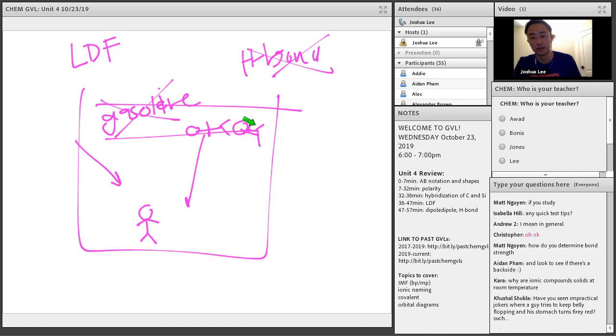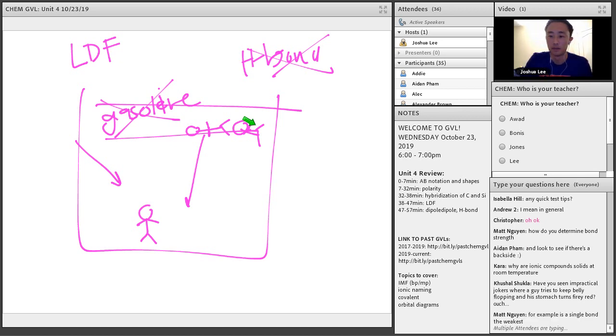Alec, I'm going to let you take Kara's question again. Let's see. How do you determine bond strength? So, do I have anything that's breakable here? I guess I could do this.